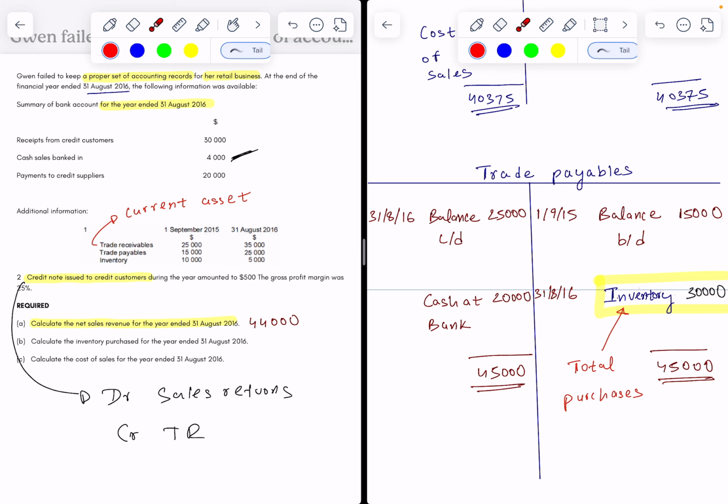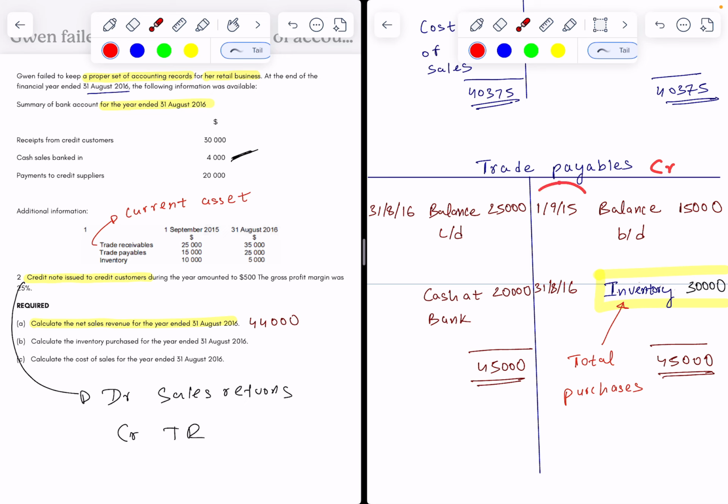So we start with the opening balance of the liability on the credit side, which is on the 1st of September 2015. And you can see balance brought down, which represents the opening balance, and that is $15,000. Then we have the closing balance, which is on the debit side, obviously, at the end of the financial year on 31st of August 2016, which is written as balance c/d, balance carried down, and that amount is $25,000, okay?